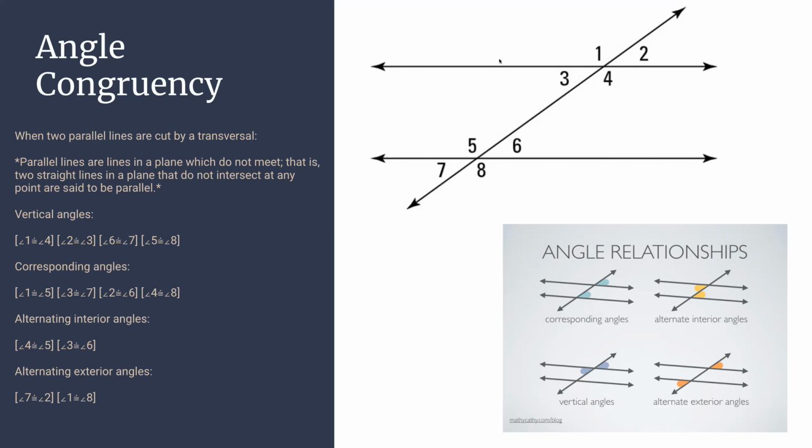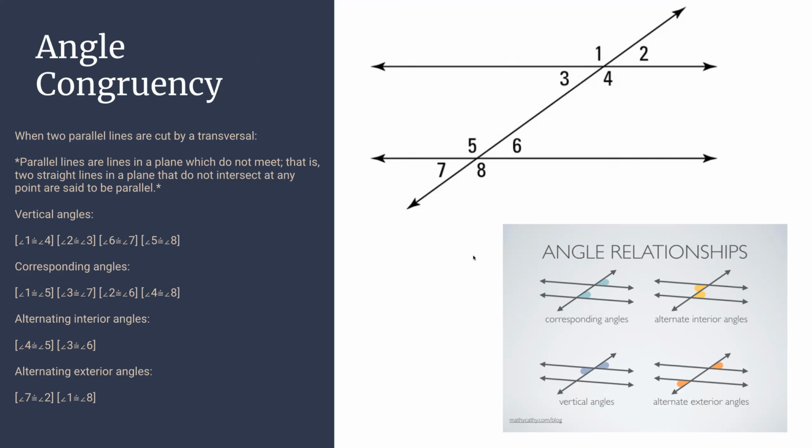Okay, so Stephen, can you present this slide? Yeah, sure. So there are some sets of important angles when you have two parallel lines that are cut by a transversal. So first, there are vertical angles, and those are ones that are opposite to each other. So in this case, there's angles 1 and 4, angles 2 and 3, angles 6 and 7, and angles 5 and 8. And then there are corresponding angles.